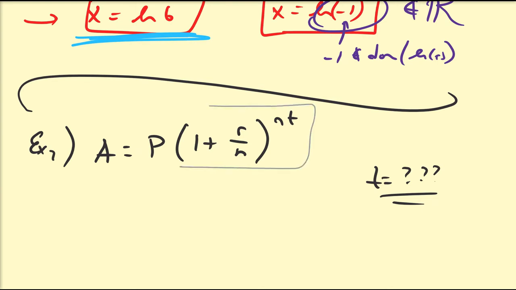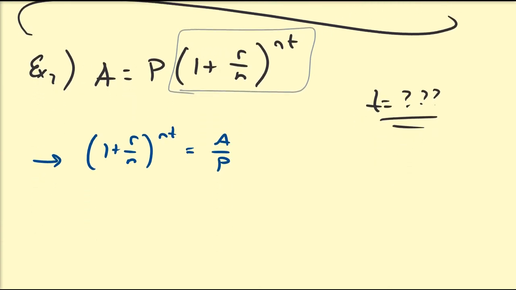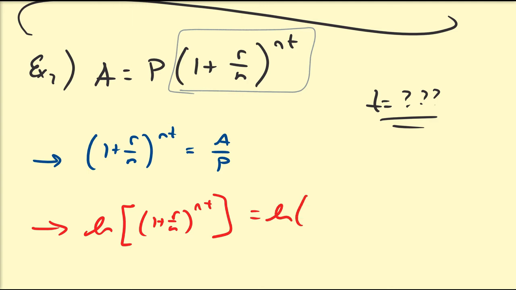So the first thing I'm going to do is try and get this exponential term by itself. That's going to give me (1 plus r over n) to the nt is equal to A divided by P. I don't really want to do a log base 1 plus r over n. That's a little bit nasty. So what I'm actually going to do is take the natural log of both sides. So I'm going to do the natural log of (1 plus r over n) to the nt, and that's going to be equal to the natural log of A over P.